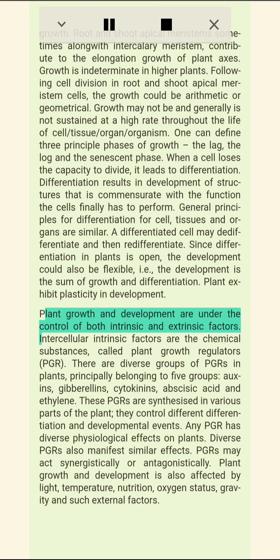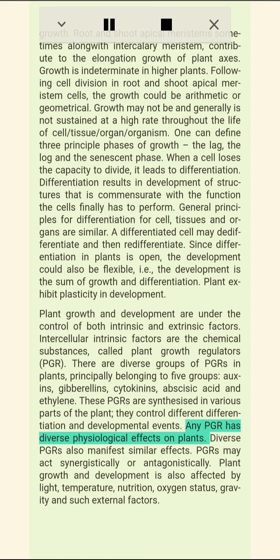Plant growth and development are under the control of both intrinsic and extrinsic factors. Intercellular intrinsic factors are the chemical substances called plant growth regulators, PGR. There are diverse groups of PGRs in plants, principally belonging to 5 groups: auxins, gibberellins, cytokinins, abscisic acid, and ethylene. These PGRs are synthesized in various parts of the plant. They control different differentiation and developmental events.